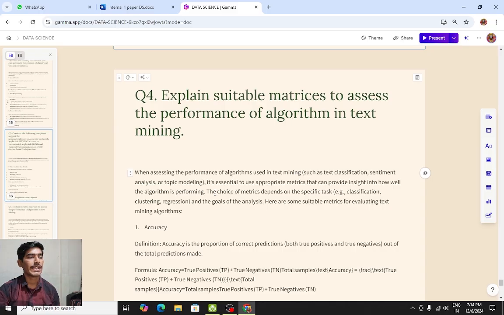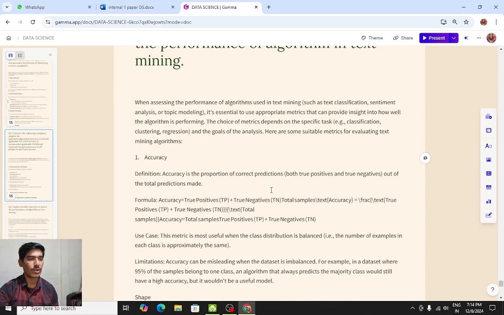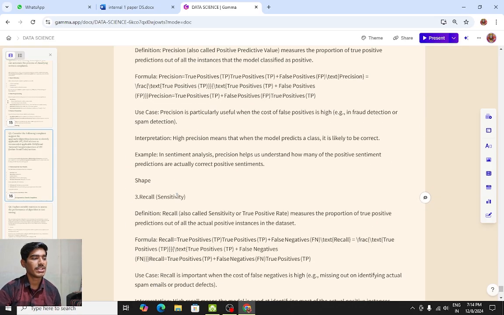Now, the fourth question of the internal paper is: explain the suitable metrics to assess the performance of the algorithm in text mining. When assessing the performance of algorithms used in text mining, such as text classification, sentiment analysis, or topic modeling, it's essential to use appropriate metrics that provide insight into how well the algorithm is performing. The choice of metrics depends on the specific task, such as classification, clustering, regression, and the goal of the analysis. Here are some suitable metrics for evaluating text mining algorithms. The first is accuracy, the second is precision, and the third is recall.